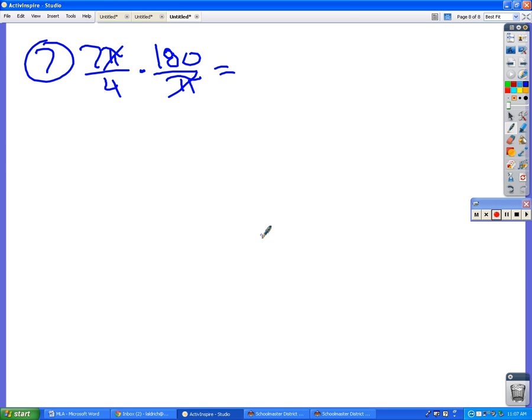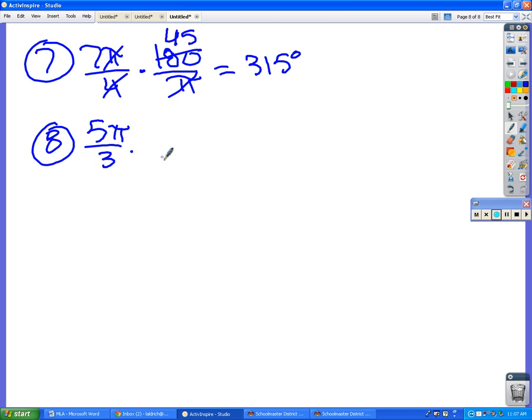So 4 goes into 180 45 times, which is 405. 315. Oh my God. Okay, same dealio, bless you. 5 pi over 3, I multiply by 180 over pi. It's going to come out to be 300 because the pi's cancel. 3 goes into 180 60 times, and 60 times 5 is 300.